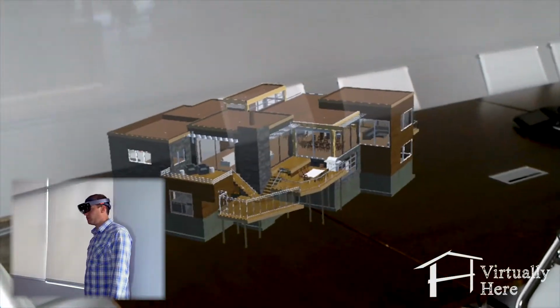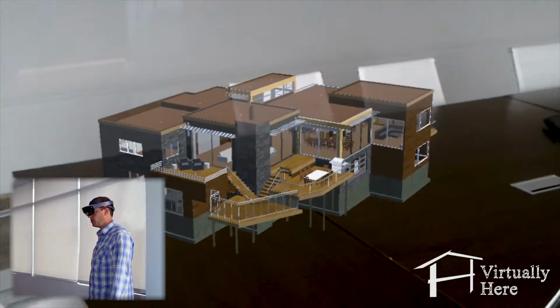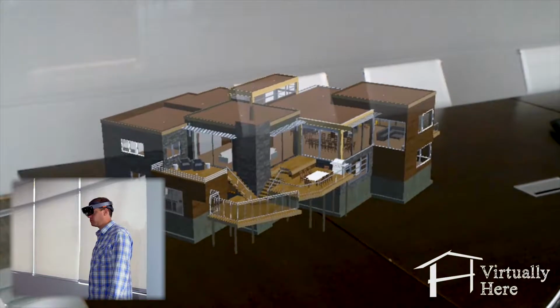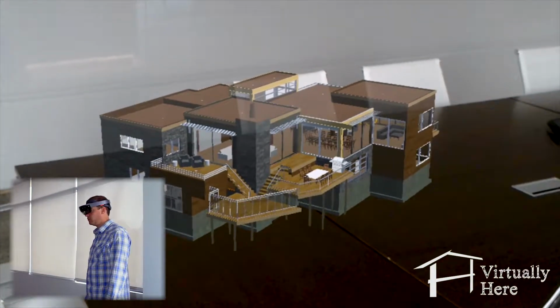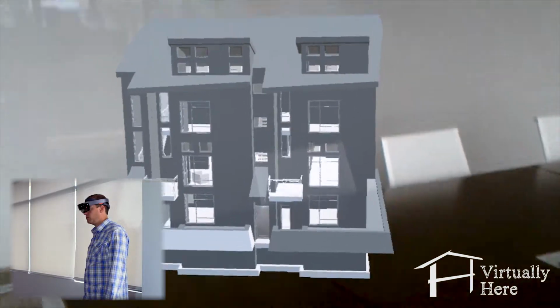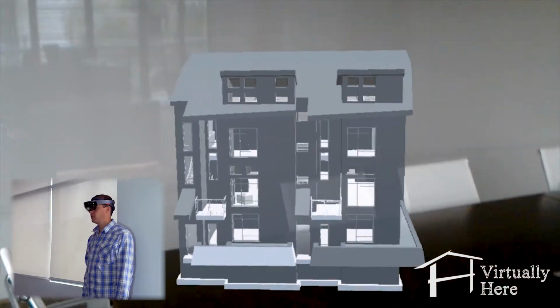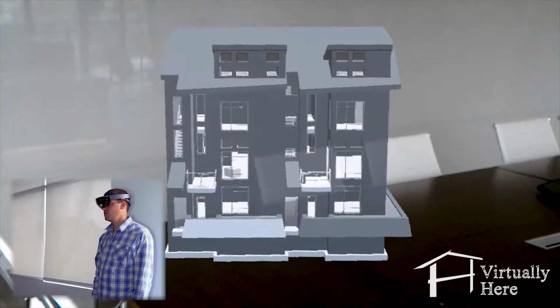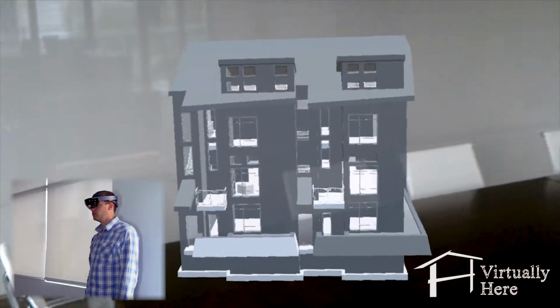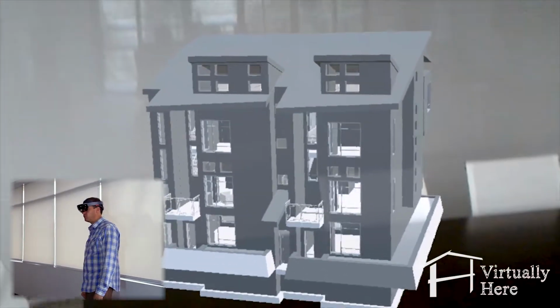The Virtually Here software also has the capability to show multiple variations of the same model or different models. Here we have our default model, next model. And here I've switched to an entirely different model that has no textures. This is useful if you want your clients to not focus on the textures, colors, etc., and just focus on the design.